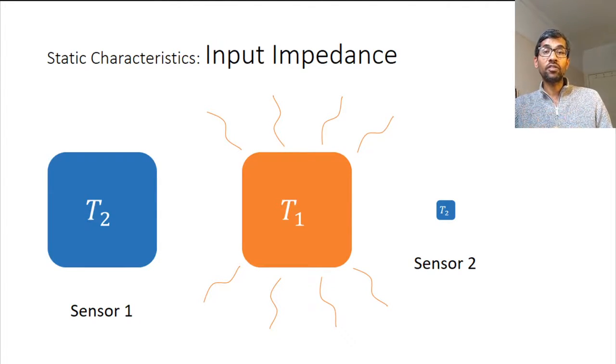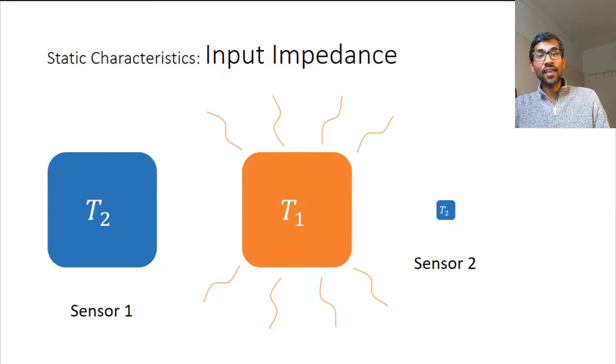Now, of course, you would also see that the influence of sensor 2 and sensor 1 depends on the size of the object whose temperature we are trying to measure. And that is the case, as you remember, in electronic circuits as well. You can have the input impedance high for a particular device or low for a particular device, but the influence on the circuit would depend also on the output impedance of the circuit. And so here, the size of the object whose temperature we are measuring.